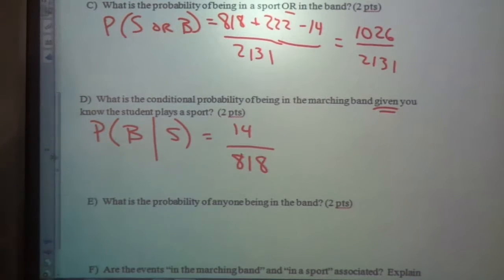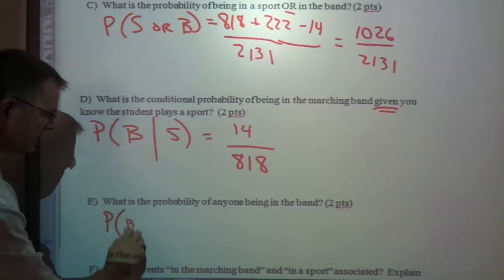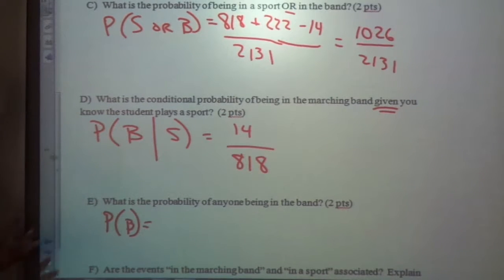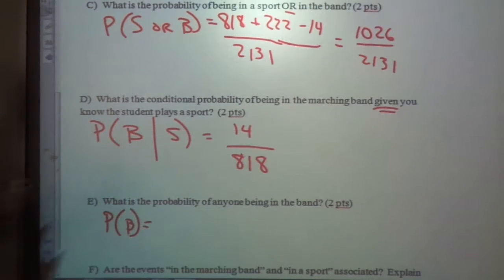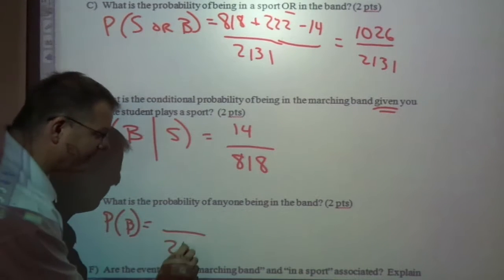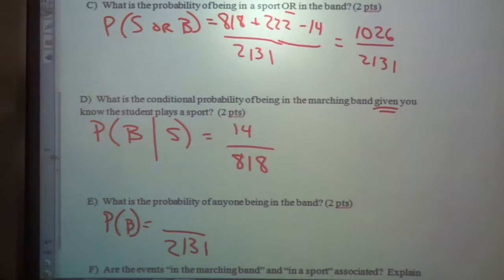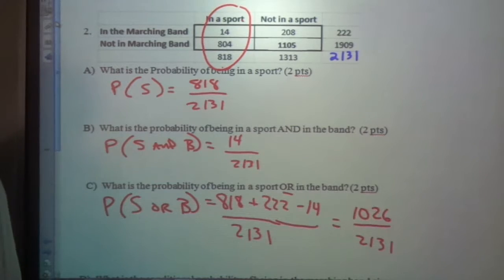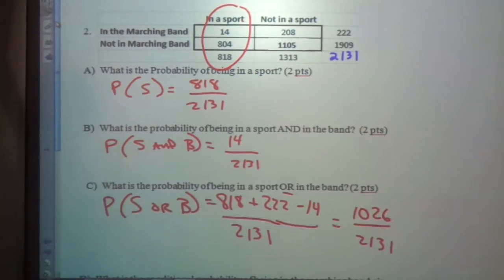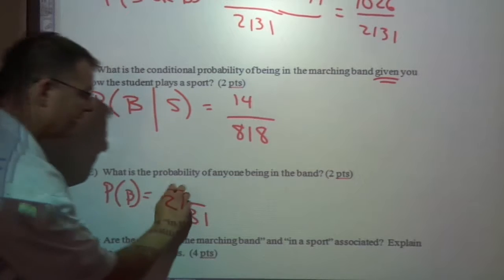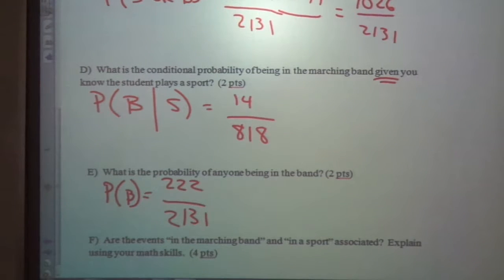What's the probability of anyone being in the band? Okay, well, is this out of a smaller group or asking the whole school? When it says anyone being in the band, we don't know anything about them. There's nothing else special. So my denominator should be the whole school. The whole school. Good job. 2131. And how many people are in the band? How many people would say, yeah, I'm in the band? Well, that's all of these people, 222. Both those that are in a sport and not in a sport, 222 people would say, yes, that's me.